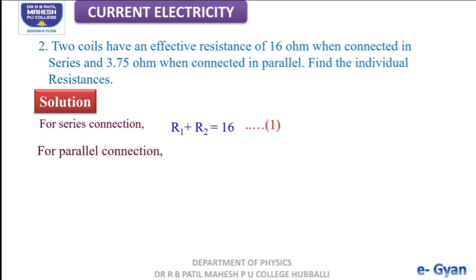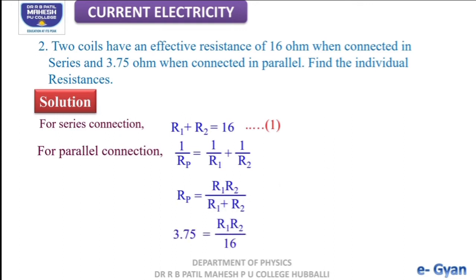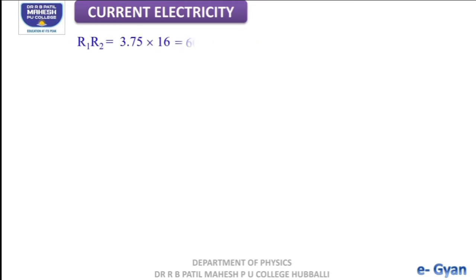For parallel connection, 1 by Rp is equal to 1 by R1 plus 1 by R2. This I can write in the form Rp is equal to R1 into R2 divided by R1 plus R2. Now put the value of Rp and the value of R1 plus R2 in this equation. We get 3.75 is equal to R1 into R2 divided by 16. And this I can write as R1 into R2 is equal to 3.75 into 16, that is equal to 60.